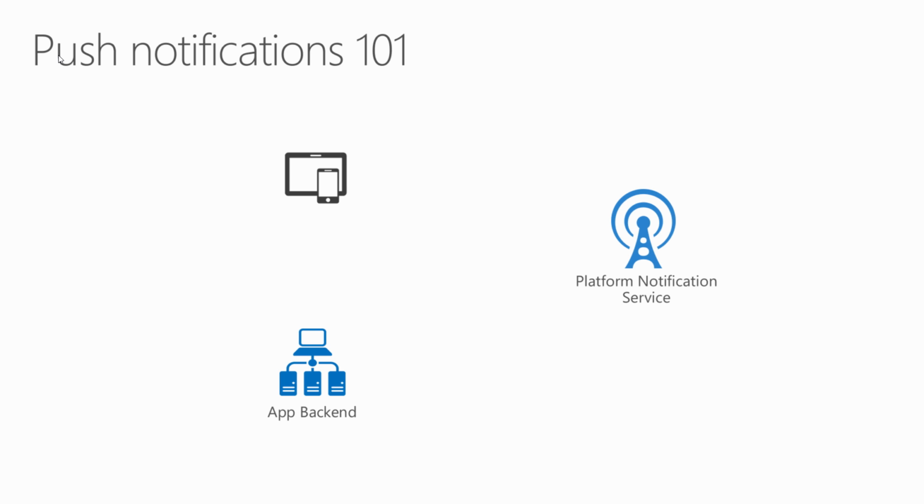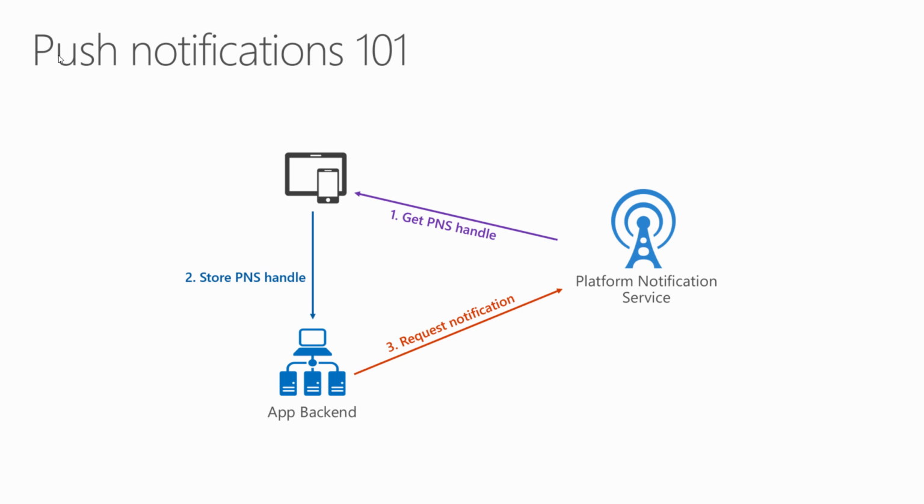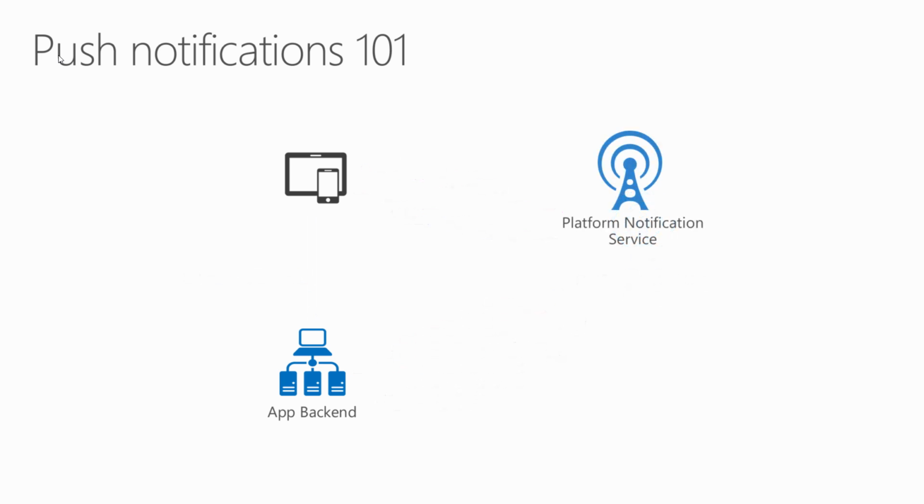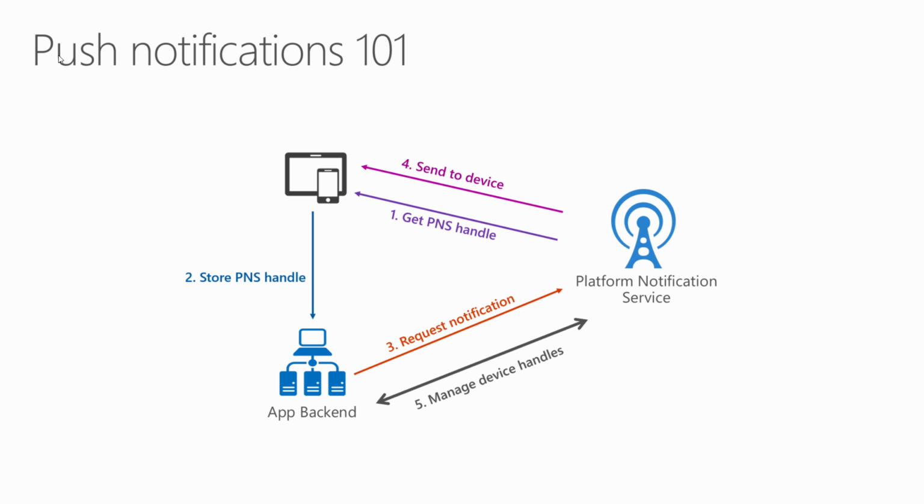The platform notification services like Apple's or Google's or Microsoft's push notification service. Usually you have to send down this notification service handle, store that handle for the specific device in your app backend, then push that up and request a notification. It then sends it to a device, and you have to manage the device handles back and forth. It's very tedious. This is what it looks like.